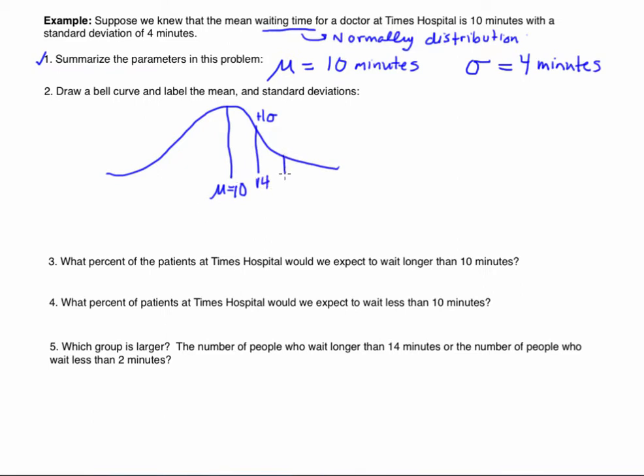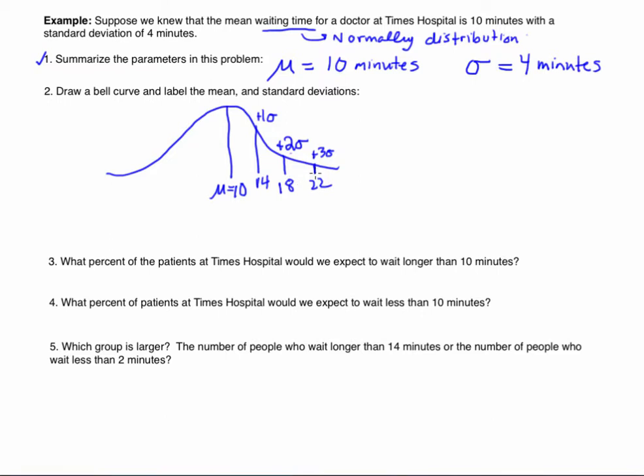If I add another standard deviation, so I'm a total of 2 standard deviations away, I added 4, and I'm going to add 4 again. I'm now at a value of 18. And finally, let's label one more here. Let's label plus 3 standard deviations. If you are 3 standard deviations away, in this case, if we add another 4, we'd be at 22.